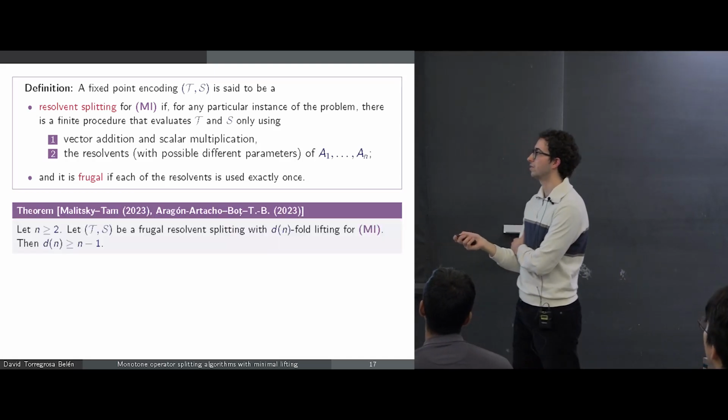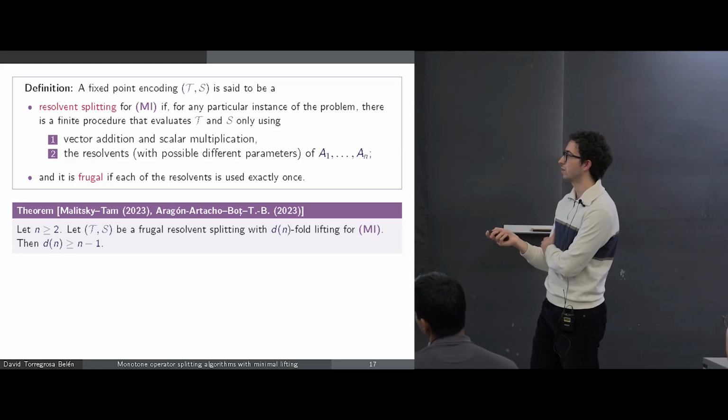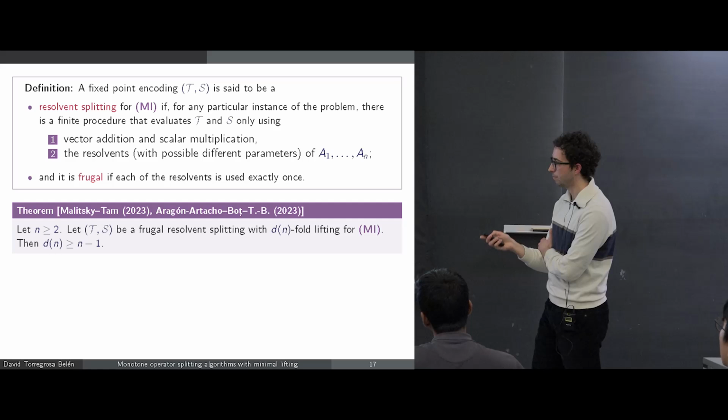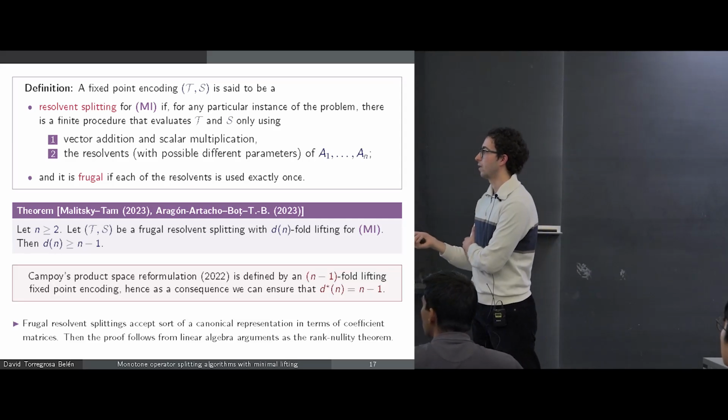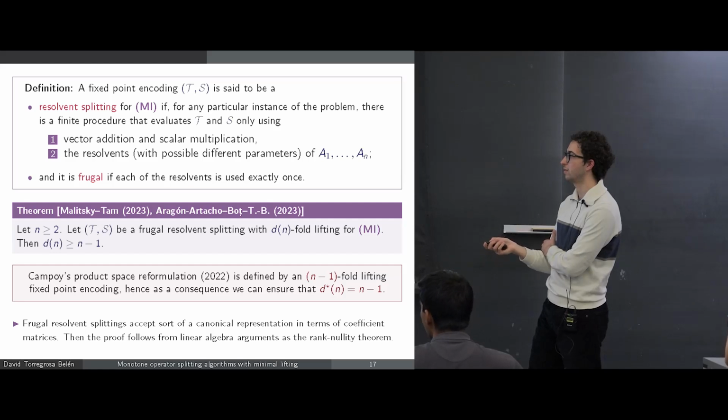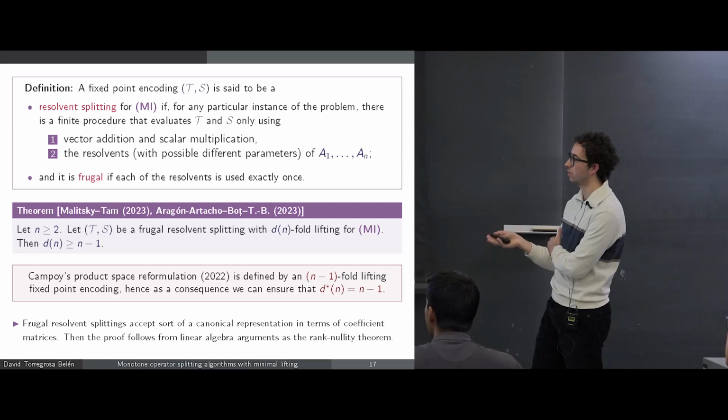So then what we got is that we could extend Malitsky and Tam's results to say that when you consider a frugal resolvent splitting, then the lower bound is still n minus 1. This means that, for example, one of these algorithms that I mentioned, Campoy's product space reformulation, which was previous to the result of Malitsky-Tam, we could also guarantee that it has minimal lifting.